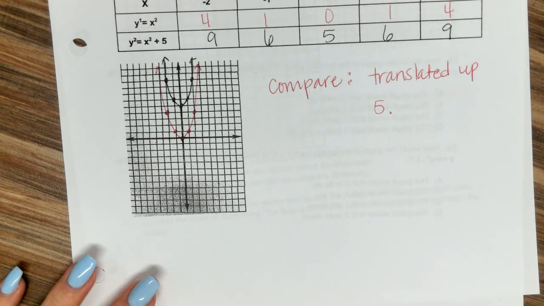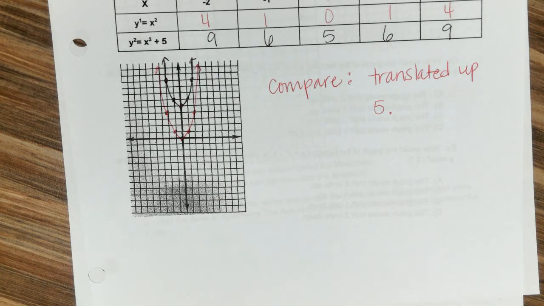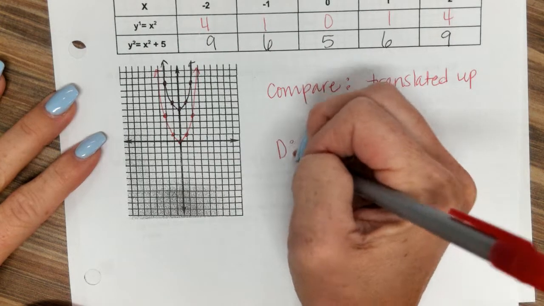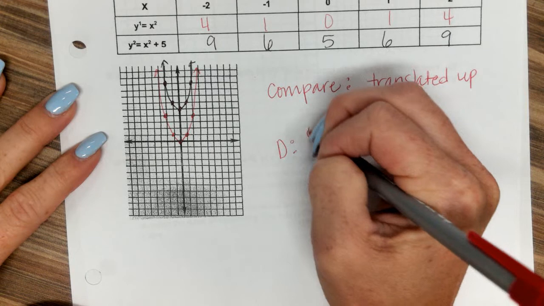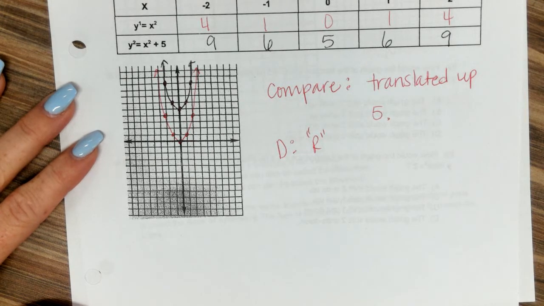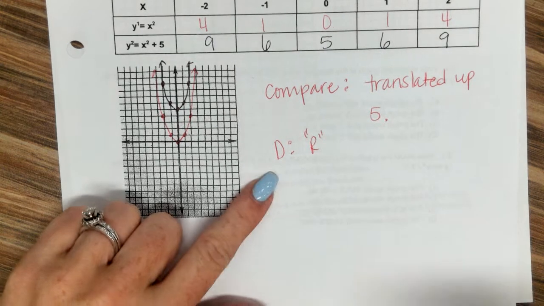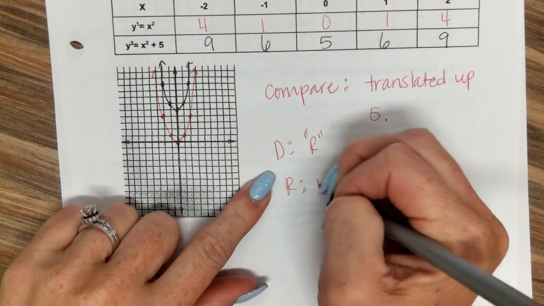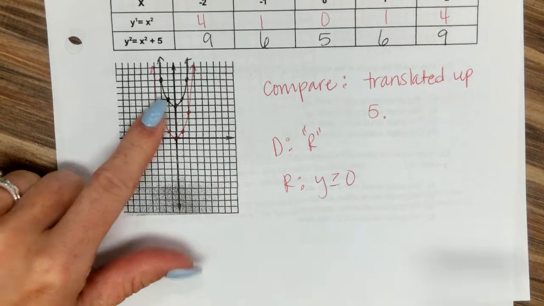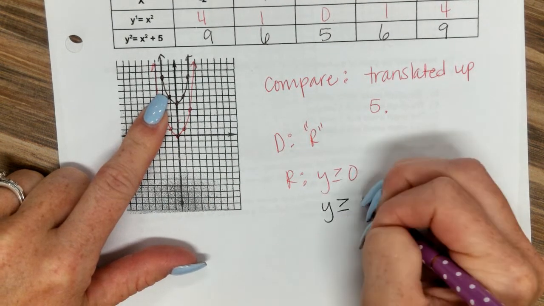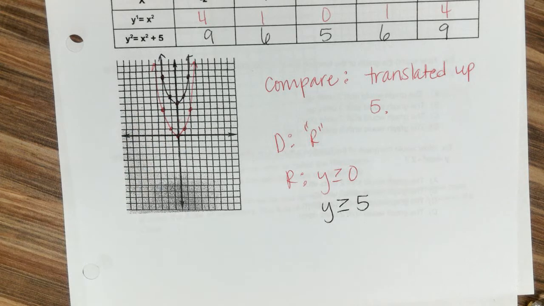All right. What is their domain? All real numbers. Are their ranges the same? No. So for my red one, my range is y is greater than or equal to 0. But for my black one, it's y is greater than or equal to 5.